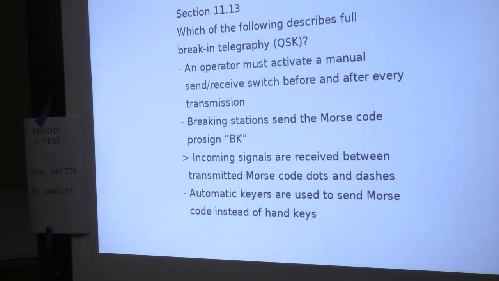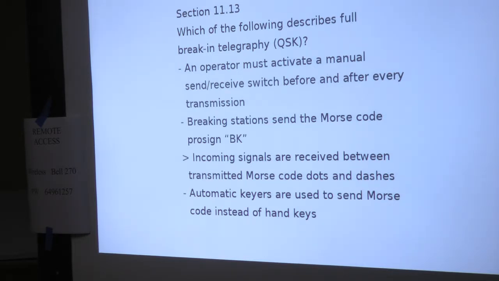This again comes back to what we're talking about, which of the following describes break-in telegraphy? This one's a possible one. We'll skip to the fourth. Automatic keys are used to send and receive Morse code instead of hand keys. No, that's out. So we have to think about, in English, what exactly they're asking: which of these things would describe what you're doing when you're doing a break-in? Dots and dashes can be taken in between the transmitted. Exactly. So incoming signals are received between transmitted Morse code dots and dashes.